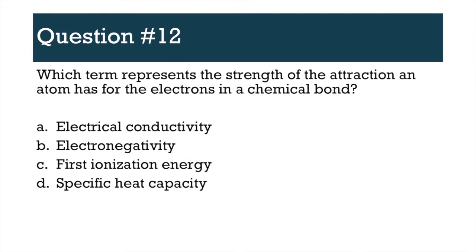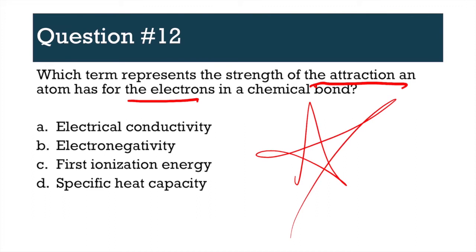Okay, number 12 says which term represents the strength of the attraction an atom has for electrons in a chemical bond. So if we're talking about the attraction for electrons, that is a super duper important definition of electronegativity. So the only really other option that we've talked about that deals with electrons is ionization energy. But remember, ionization energy is the energy needed to remove an electron, not the attraction of the electron.